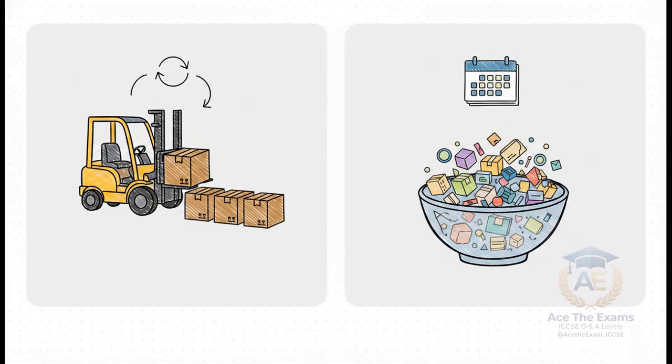FIFO, or first in, first out, assumes your oldest inventory is sold first. AVCO, or average cost, smooths out market price fluctuations by calculating a brand new weighted average cost. But listen closely. The real trap, the place where dreams of an A-star go to die, is the difference between perpetual and periodic systems. Let's look back at Alex and Sam debating this exact concept.